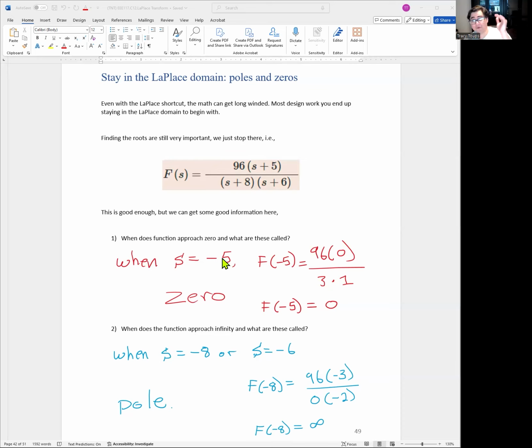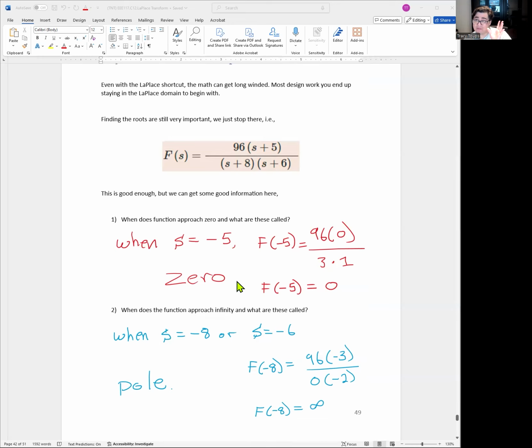It's very important to know when the voltage goes to 0, and it's equally important when the voltage goes to infinity. Because if any voltage or current goes to infinity, it's imminent that something's about to explode. So we want to stay away from that.